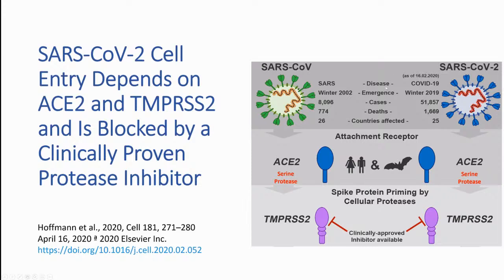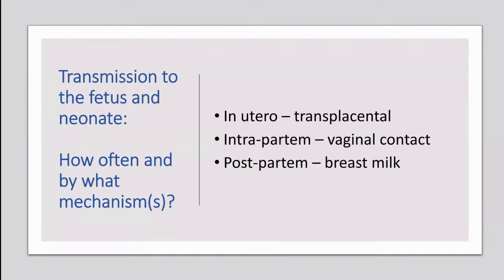And that's how it gains entry. So it has to have both ACE2 and TMPRSS2 or another similar protease. So the real question that we all had early on was, is there transmission from mom to baby? And if it does, how often and by what mechanisms? Is it in utero, being transplacental? Is it intrapartum by vaginal contact? Or is it postpartum through breast milk?